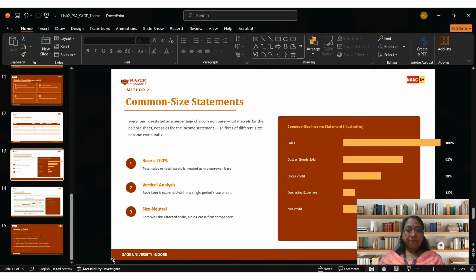And sixth, it lacks a universal standard. Differing accounting policies across firms can limit true comparability. Keep these limitations in mind every time you read a set of financial statements. They are a powerful tool but not an infallible one.